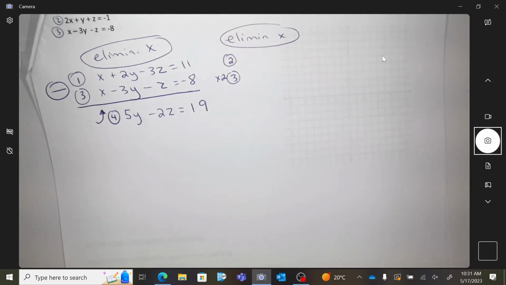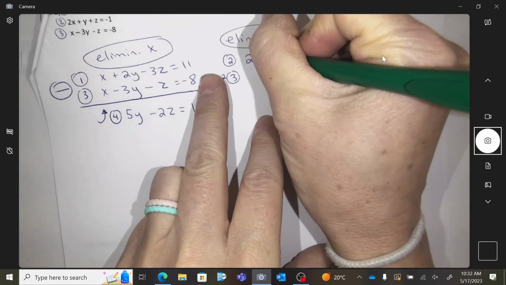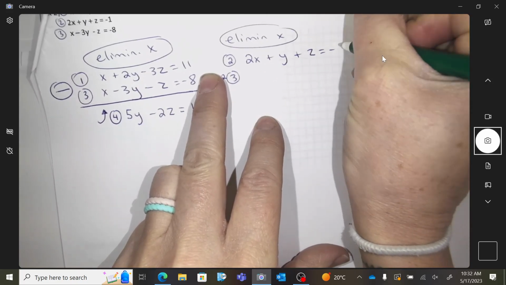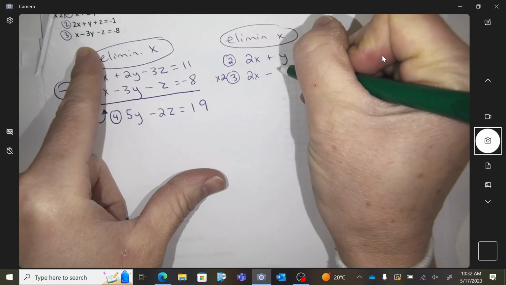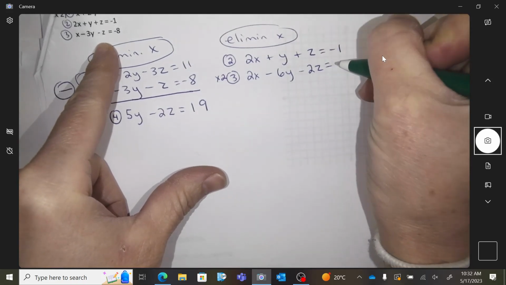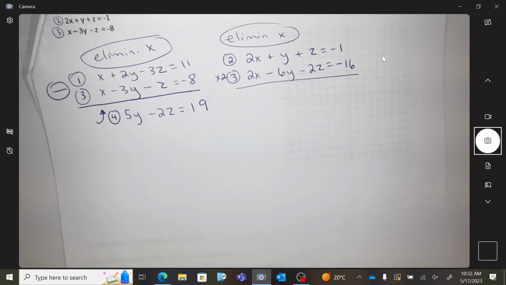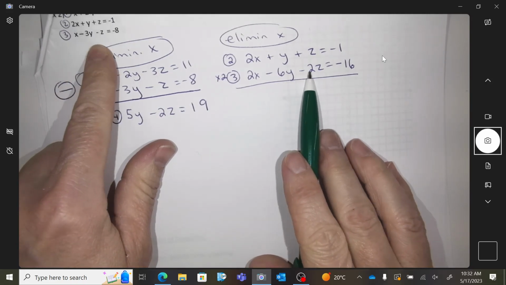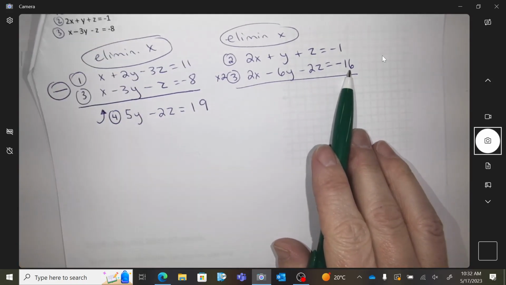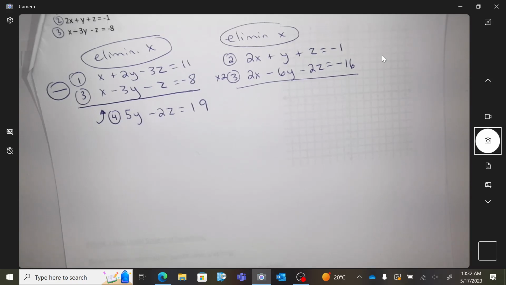You see all my pre-planning? I got to prepare for all this ahead of time. Very, very common mistake is for people to times something by 2 and then they forget to do it to everything. Like I get a lot of people who times these coefficients, but they forgot to times the number on the other side or something. So just make sure you're going slow and steady.